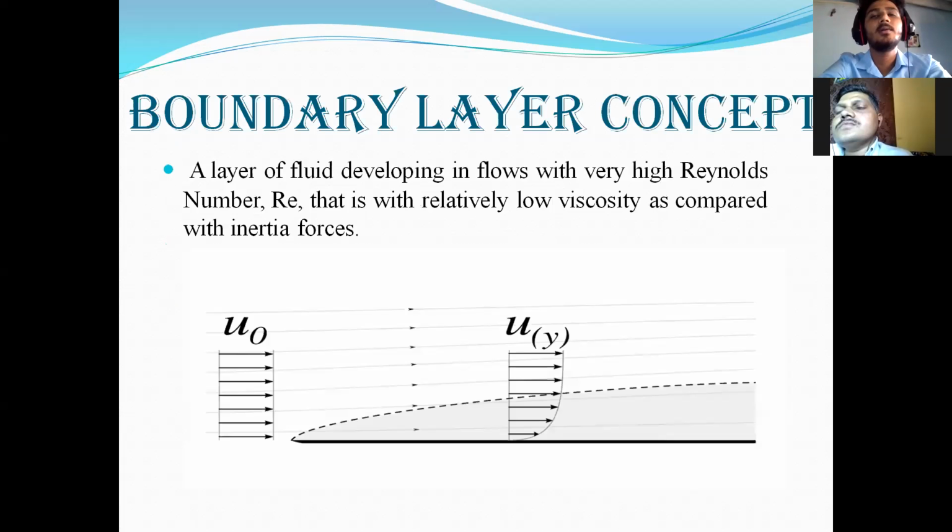Then I want to tell you about the boundary layer concept. As you all can see on the screen, a layer of fluid develops in a fluid with a high Reynolds number. What does the boundary layer mean? It is the thin layer of fluid interacting with the disc, and that is called the boundary layer. The interaction of the fluid with the solid surface is called the boundary layer effect.